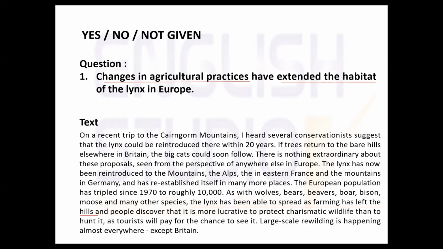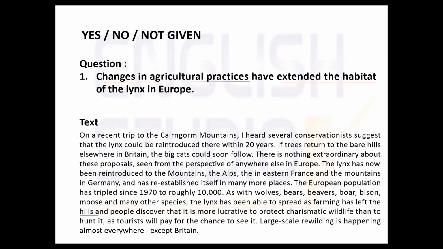Miss, kalau yang kalimat terakhir gimana? Yang ada except Britain itu. Large-scale rewilding is happening almost everywhere. What's wrong with this? Mr. Anam? Yes, the statement in the last sentence is except Britain, Miss. Padahal di situ kan ada Europe juga gitu loh. Maksudnya Britain kan masuk Europe.